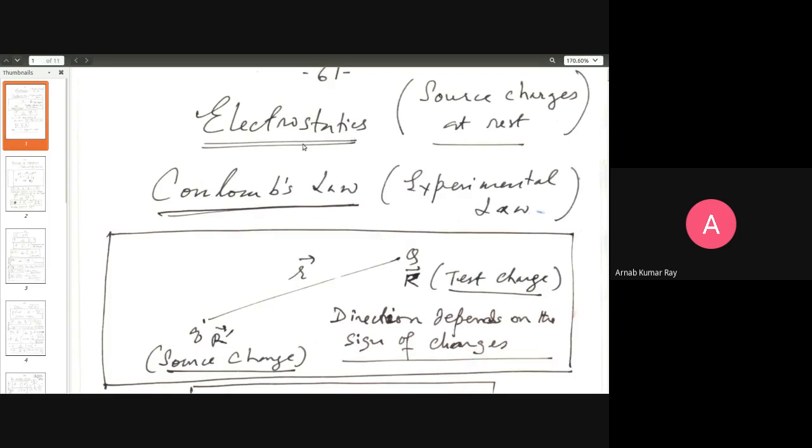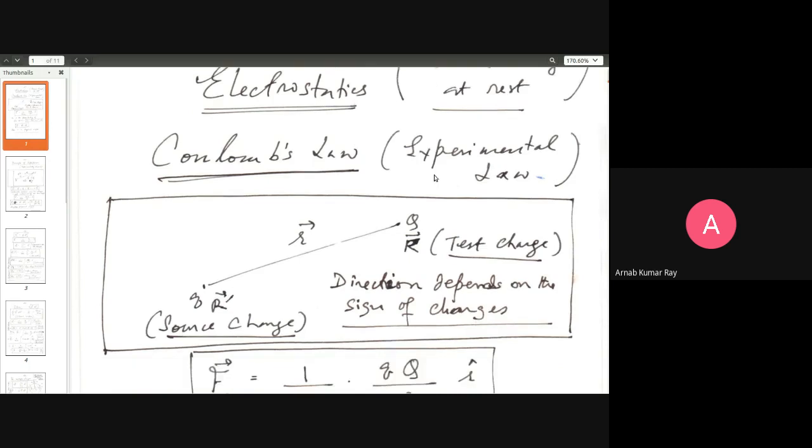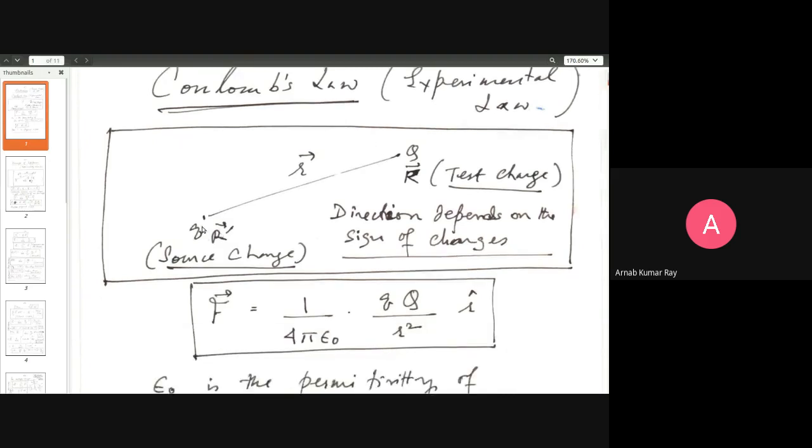The subject of electrostatics is about charges, and the electric field arising due to charges that are at rest. Source charges, meaning charges that are the source of the electric field. And we look at an experimental law familiar to you as Coulomb's law. What does it say? Coulomb's law says that suppose you have a source charge, small q, at a position r prime, vector.